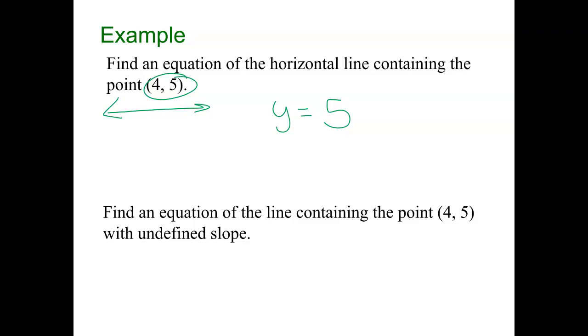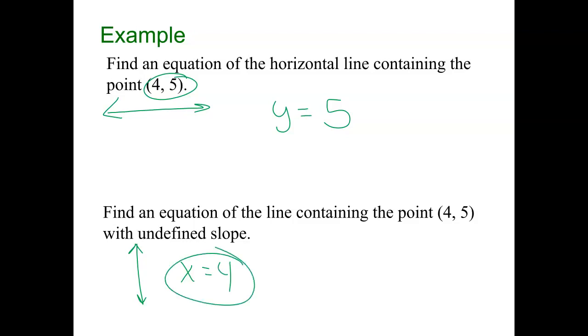Find the equation of a line containing the point 4, 5 with an undefined slope. What kind of equations have undefined slopes? x equals. What does the line of an x equals look like? Vertical. Okay? So vertical line, x equals, well, what does x equal? 4. Boom. Done.